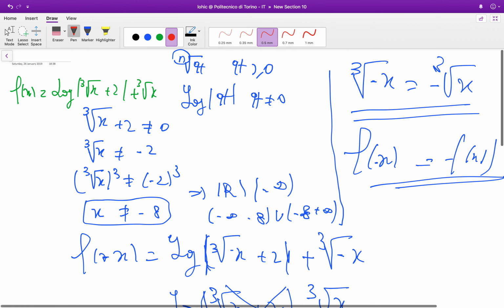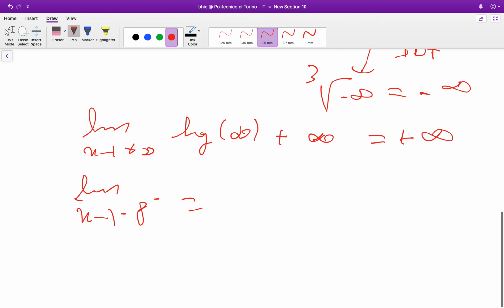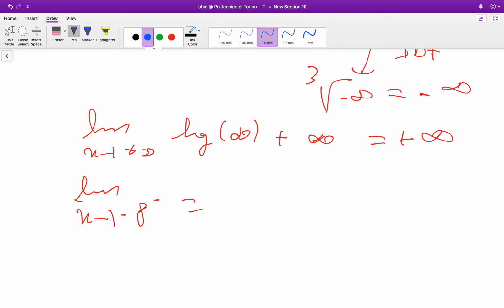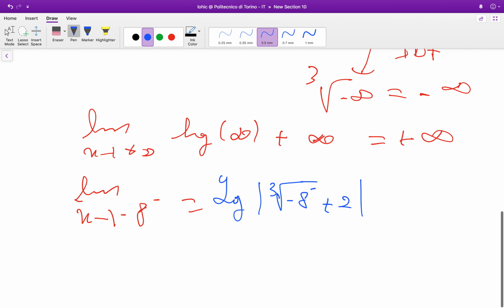Okay, so we go and substitute minus 8 in the function. If you substitute minus 8 in the function, you will get that, please let me use this pen, the logarithm of the absolute value of the cubic root of minus 8 minus, this minus 8, minus 2. No, I mean plus 2. Yes. Then plus the cubic root of minus 8.